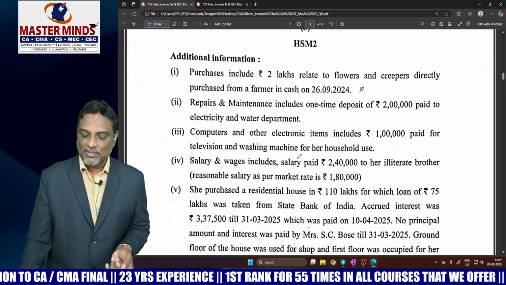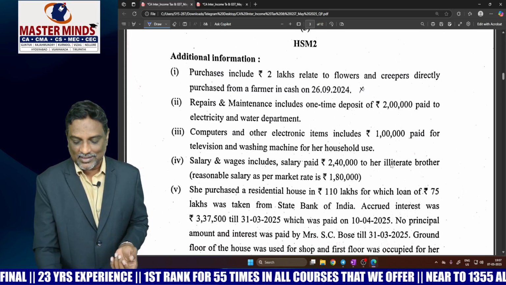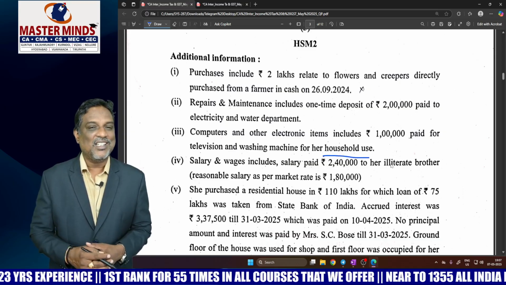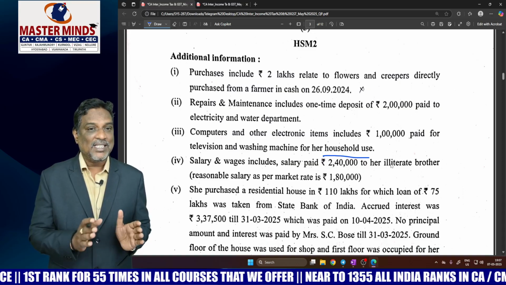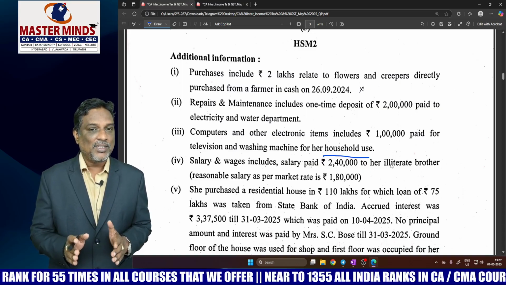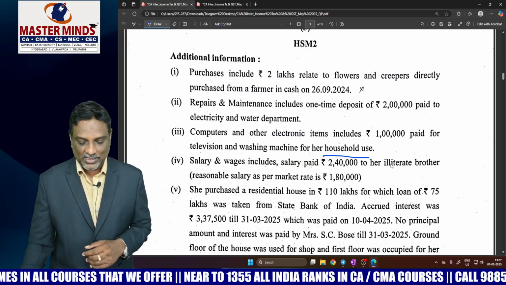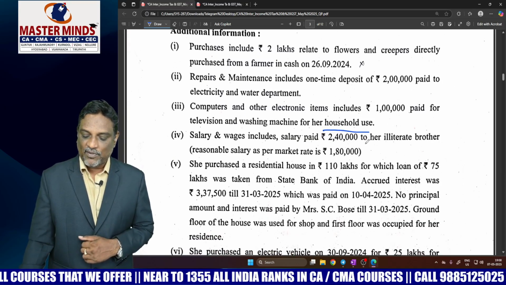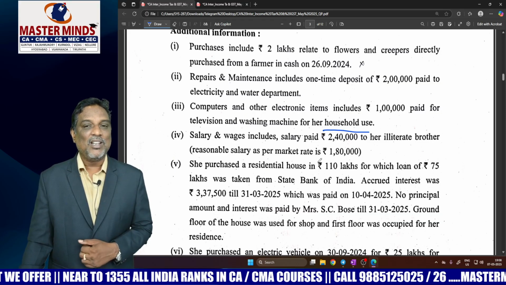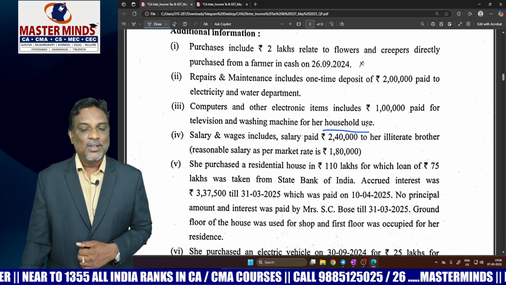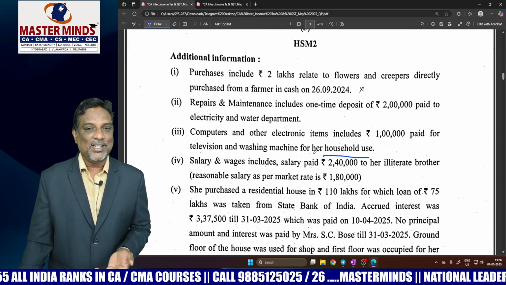Computers and other electronic items include 1 lakh paid for a television and washing machine for her household use. Therefore, 1 lakh is not to be allowed as a deduction from the P&L account. The purchase of assets, computers and other electronic items, was debited in the P&L account. Out of that, 1 lakh can never be allowed as a deduction because of household use. Salary and wages of 2,40,000 to an illiterate brother, while the market rate is 1 lakh. Unreasonable payment made to relatives and close associates shall be disallowed. It's a most popular, easiest adjustment.